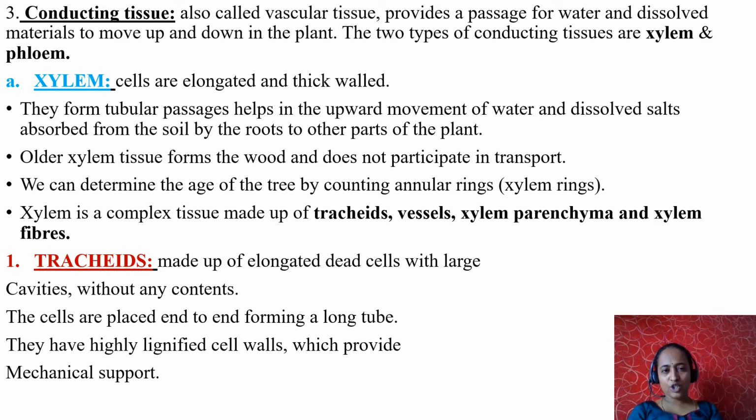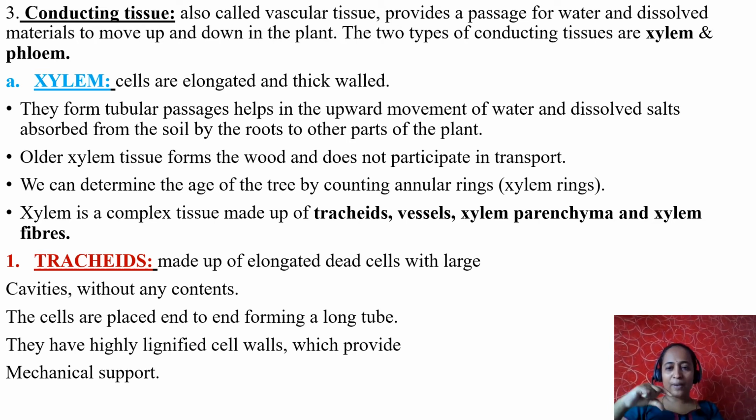Xylem is a complex tissue. As I told you, it is made up of 5 different elements, that is tracheids, vessels, xylem parenchyma and xylem fibers. Now let us see what is meant by tracheids. Tracheids are made up of elongated dead cells with large cavities. Just imagine a drainage pipe. Just like a drainage pipe, the tracheids are very elongated in nature, dead in nature, with a large cavity at the center without any content.